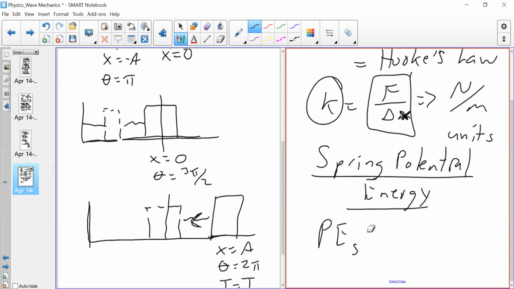So PES, for spring potential energy, is 1/2 K delta X squared. They have it as negative 1/2 K delta X squared. That's incorrect, because when you integrate force to get the energy, that minus sign goes away. But it's a minor issue there.